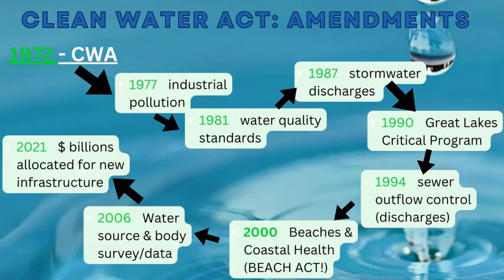Then in 2006, you had a general amendment looking at all sources of water, including both rivers, streams, wetlands, lakes, marshes, and obviously, again, coastlines. Again, to study and survey what's going on in these areas, more of a countrywide analysis.